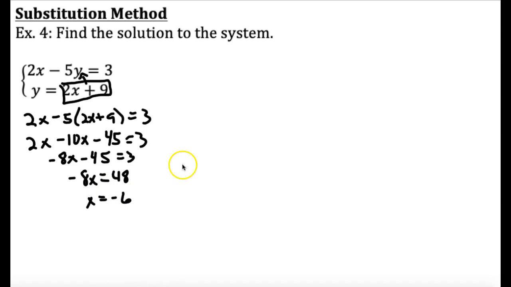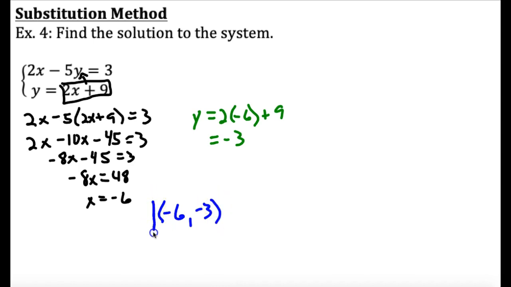So now, take this, plug it into either of the original equations. I'll choose the second one since y is already solved for. So 2 times negative 6 plus 9. That'll get me negative 12 plus 9 is negative 3. So remember, again, always write your final answer as a coordinate point. So (negative 6, negative 3) is my final answer. And again, if I were to graph these two lines, that's where they would intersect on the graph.